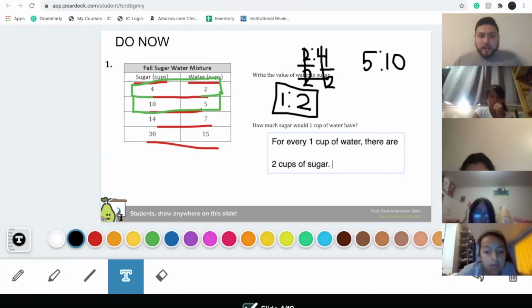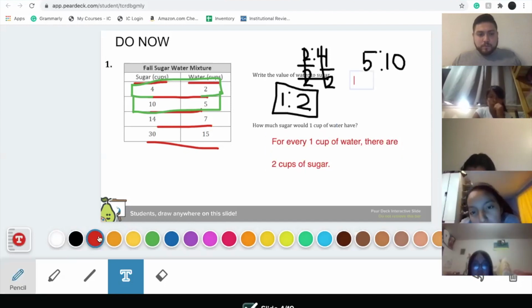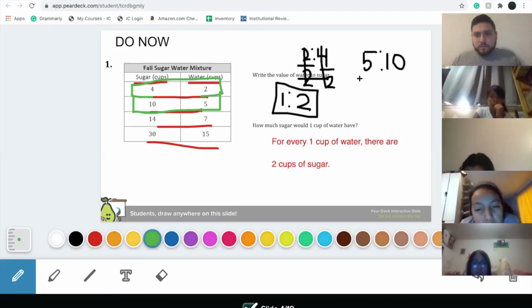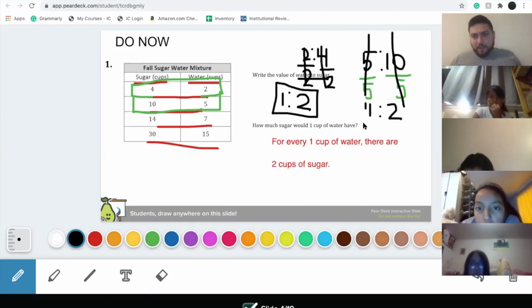Now, Yasmin, talk me through yours, 5 to 10. What should I divide by to get the value 1 to 2? You should divide 5 by 5, and 10 divided by 5 also. Okay, and what do I get? 5 divided by 5 is? 1. And 10 divided by 5 is? 2. Notice we get the same exact value.